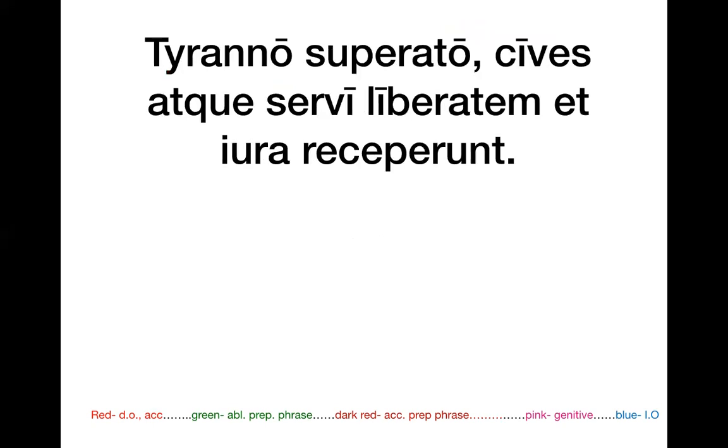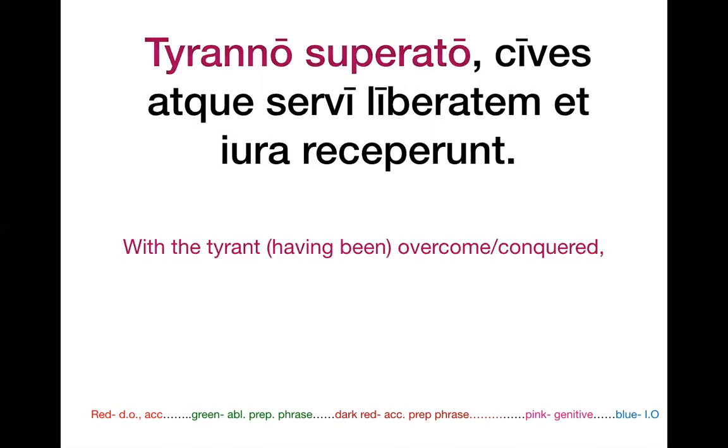Last one, tyranno superato. What? And what's this one? Tyranno superato. Would superare mean to overcome? So do the noun first. With the tyranno, with the tyrant. Yeah, you could say with the tyrant overcome. That sounds a little strange, so you might want to say with the tyrant having been overcome. Okay? With the tyrant having been overcome.